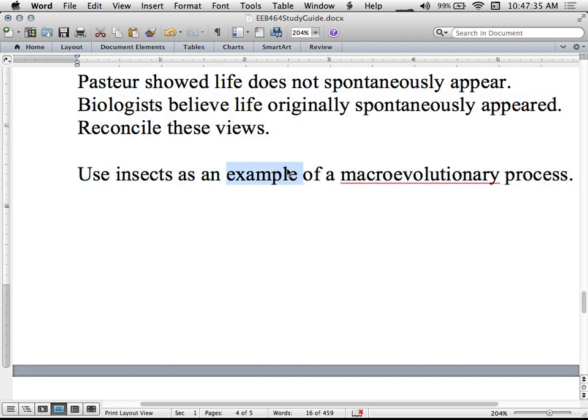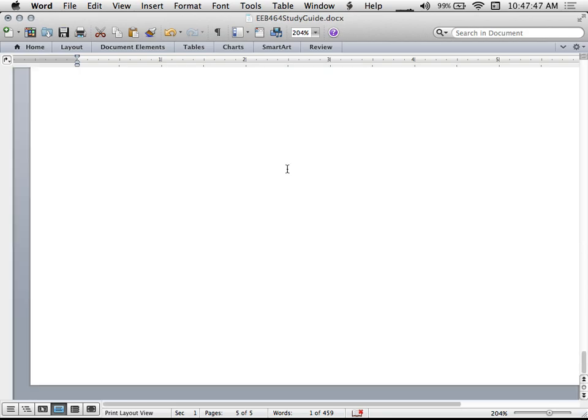Use insects as an example. We had a lecture on insects. So use an example of a macroevolution process. So insects in regard to speciation, insects in regard to complex trait evolution, something like that. Okay, and that is it.